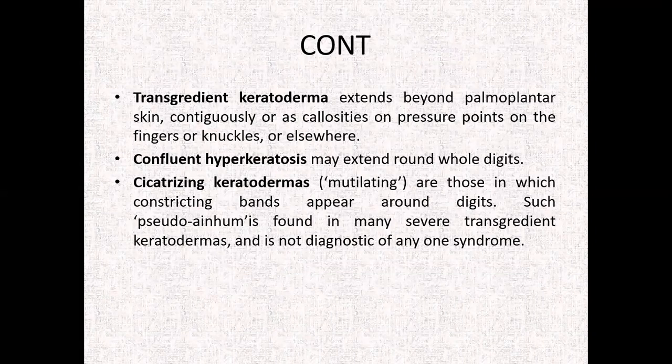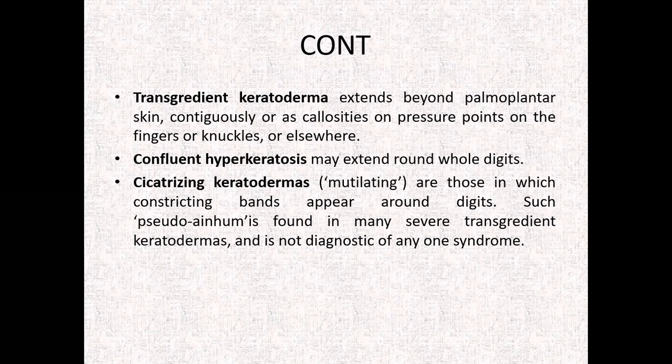Transgradient keratodermas. Transgradient keratoderma is the term used to describe the palmoplantar keratodermas that extend beyond the palmoplantar skin and can be seen on the knuckles as well as on the elbows and knees. Confluent hyperkeratosis is a mixture of palmoplantar keratoderma and transgradient keratoderma, where the whole digit is involved in hyperkeratosis, both the ventral as well as the dorsal surfaces.